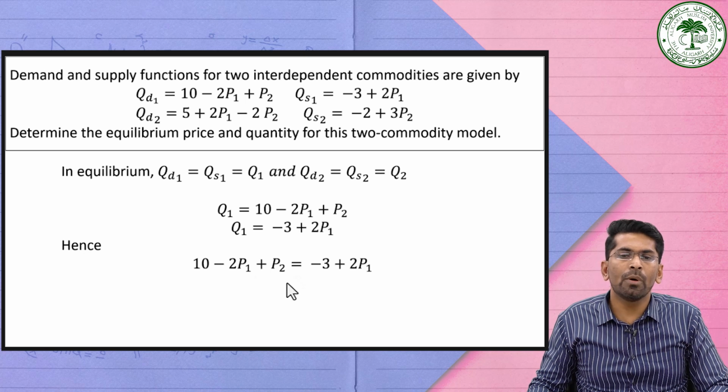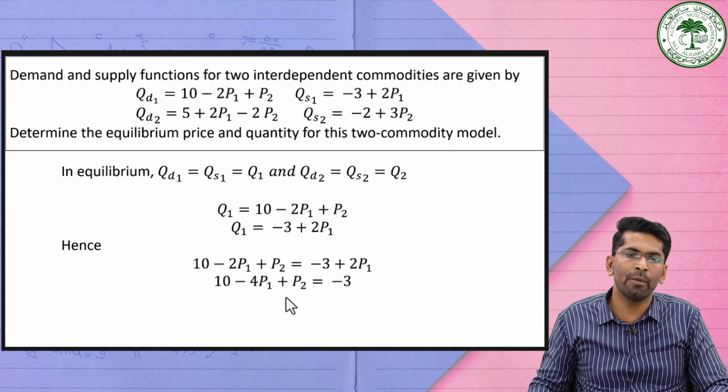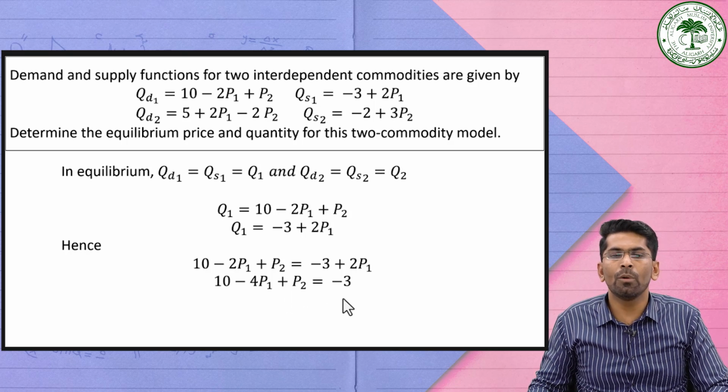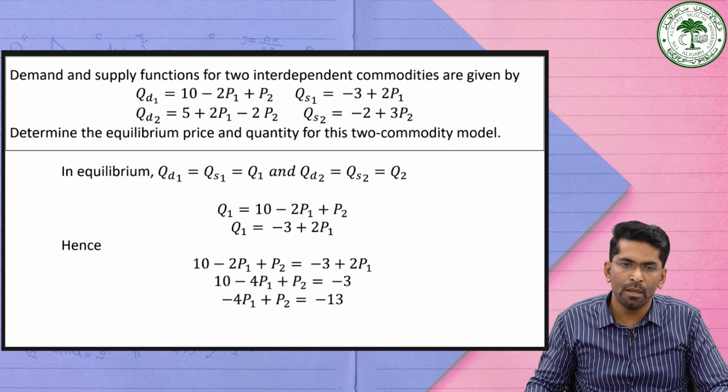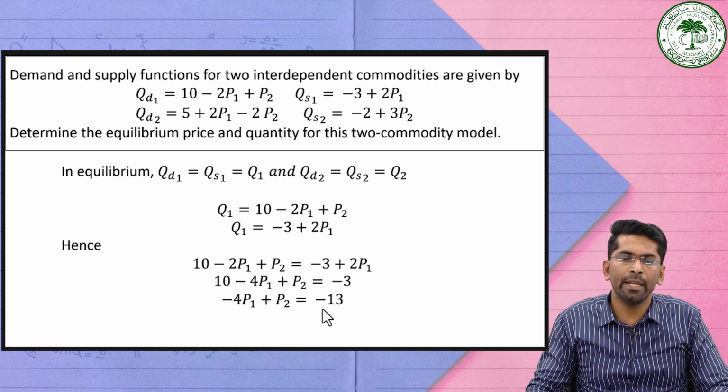Then if you simplify it, you will get 10 minus 2P1, which is equal to minus 4P1 plus P2, which is equal to minus 3. I can simplify again: minus 4P1 plus P2, taking the constant 10 to the right-hand side of the equation, so it will become minus 13.